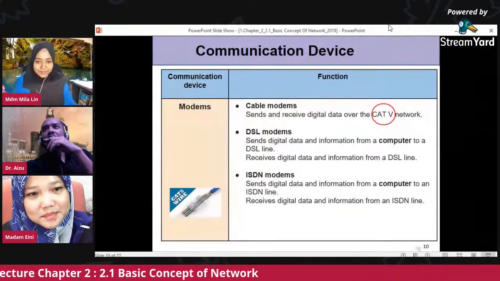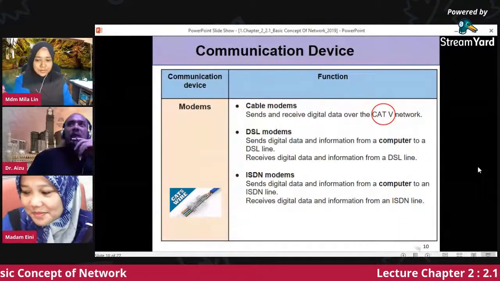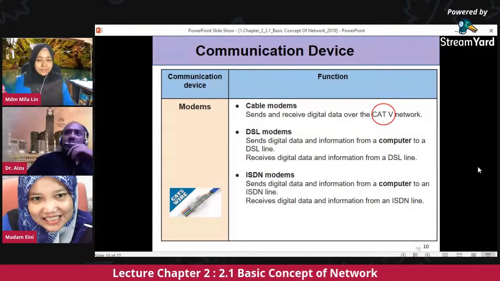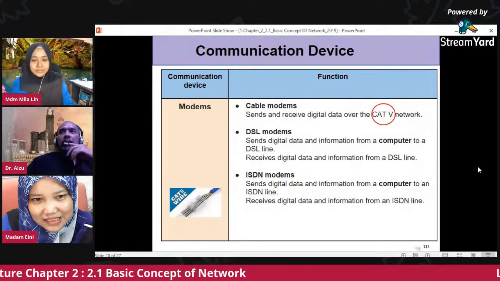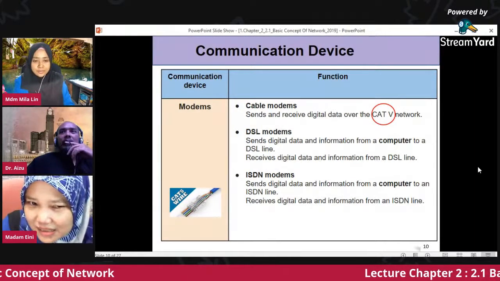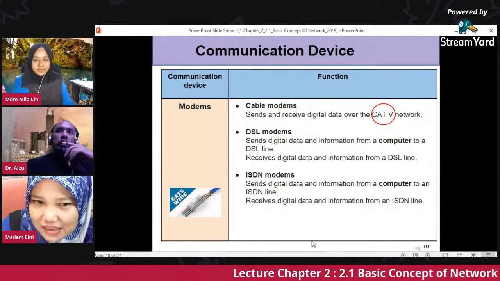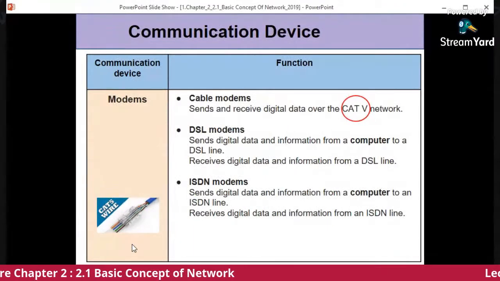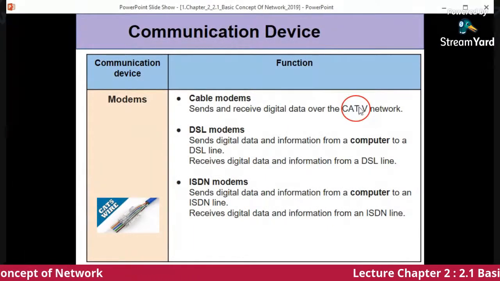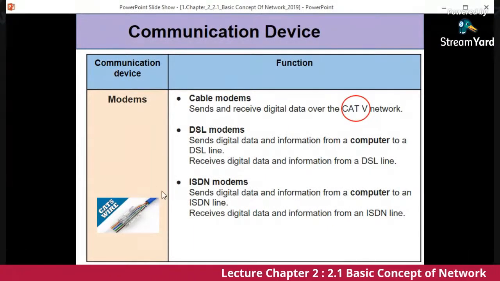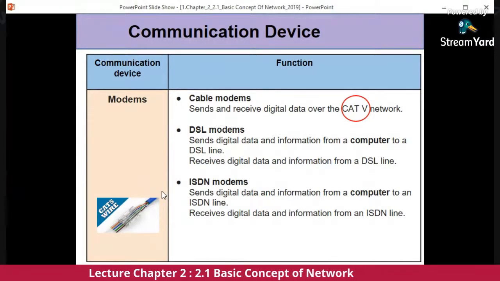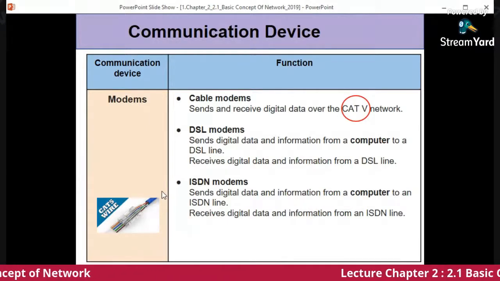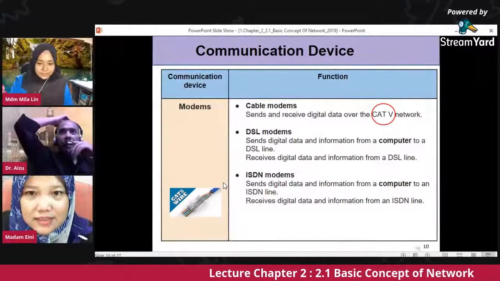Dr. Aizu. Okay. There is one correction, a little bit of misconception of just now. So the word is not Cat V, but it's Cat 5. It's a type of wire. So I show you this is the Cat 5 wire used for internet connection. So it's not Cat TV, but Cat 5, right? All right, Cat 5. Noted. Thank you, Dr. Aizu. Cat 5.